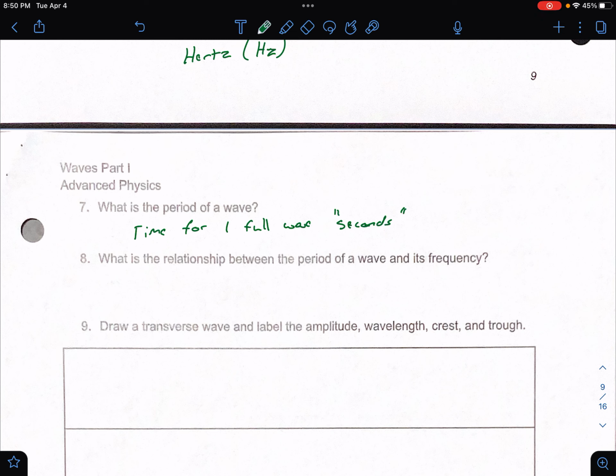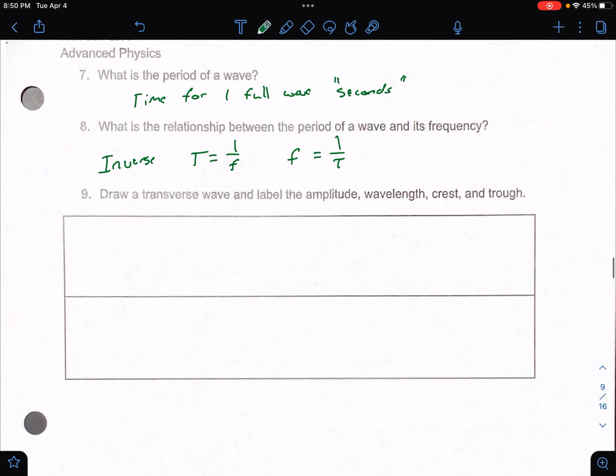Number 8, what is the relationship between the period of a wave and its frequency? They are inverse. Because if you look at the equation, time would be 1 over frequency, and frequency would be 1 over time. So they are inverse of each other, which means if one goes up, the other one has to go down, or vice versa.